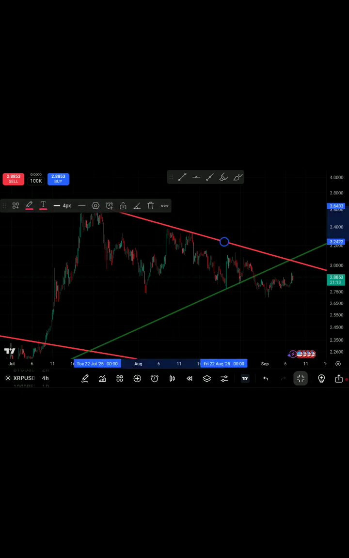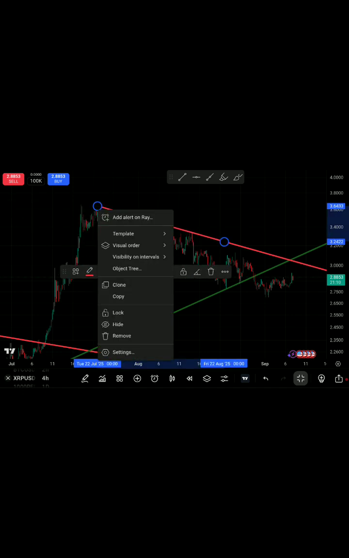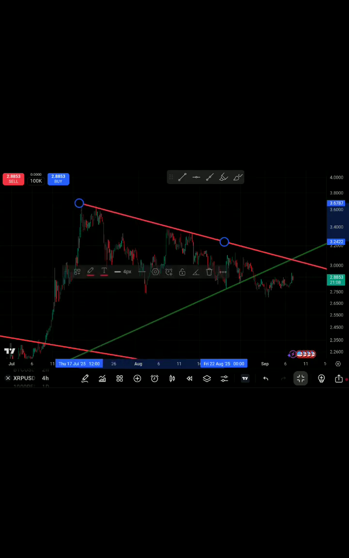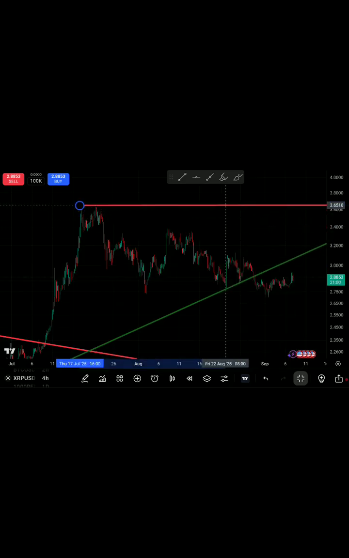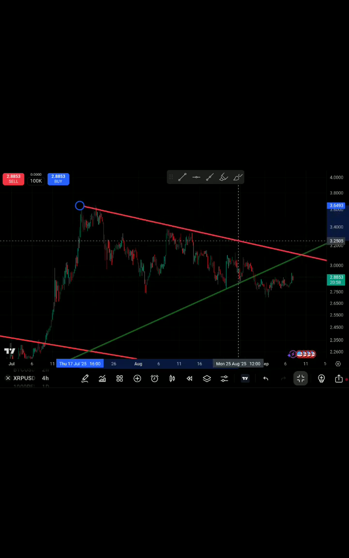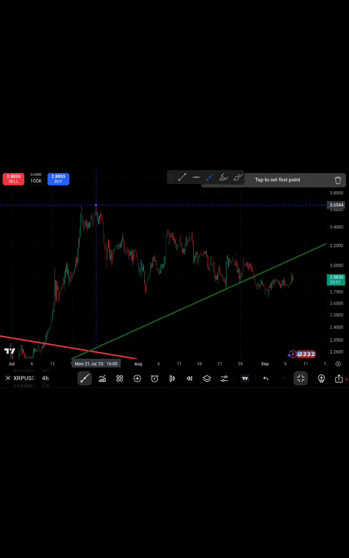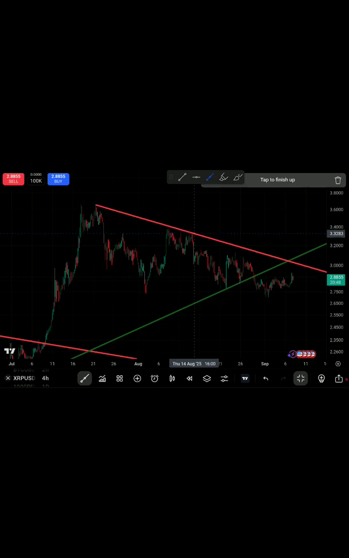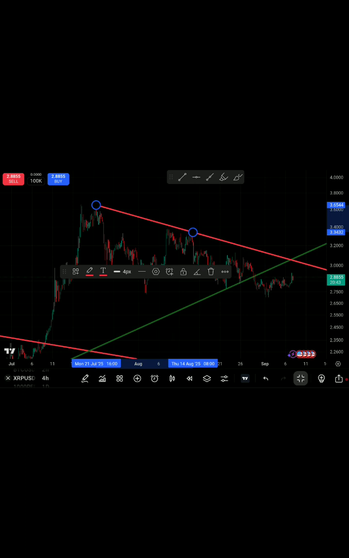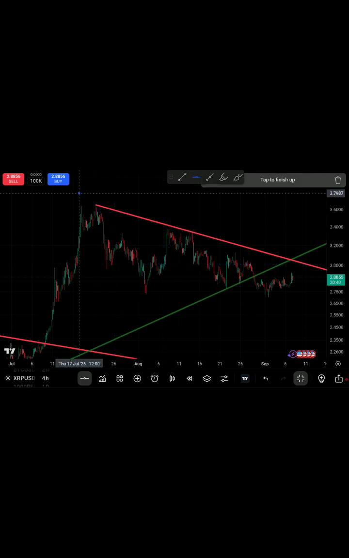So first of all, we are going to adjust our channel here. So this area of resistance zone here.